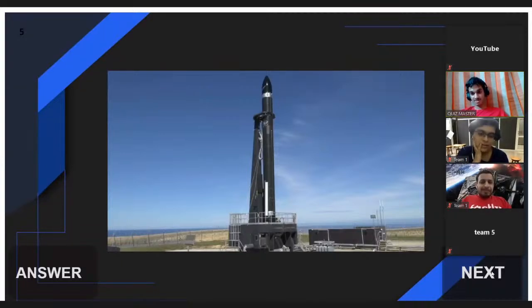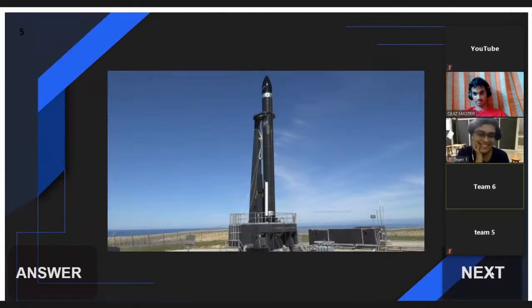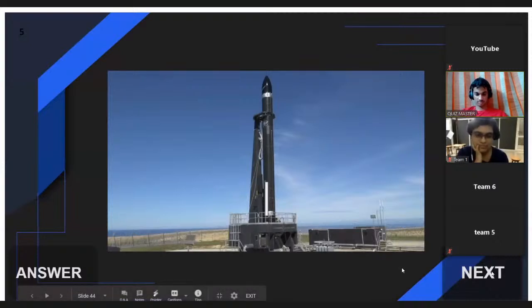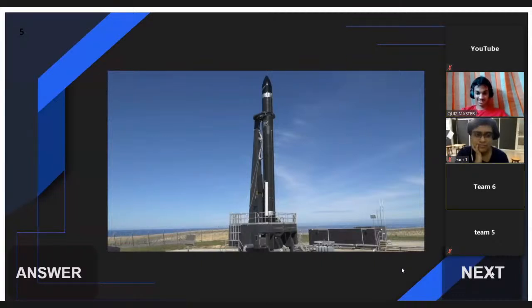Team 6, last person to have a chance at this. Sorry, I wasn't able to hear. Is it team 6? Yeah, team 6, do you know the answer? I can just guess it, right? I'll get 0 marks if I get it wrong. No negatives. Guess away. Okay. So is it a Blue Origin rocket? It is not the Blue Origin rocket.